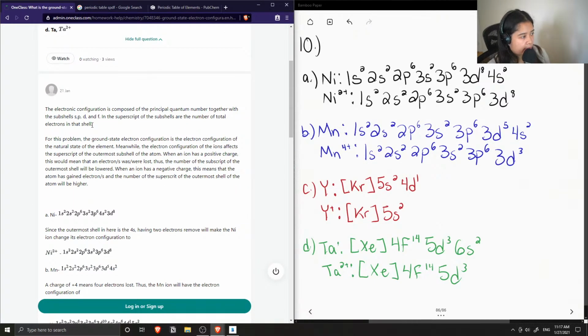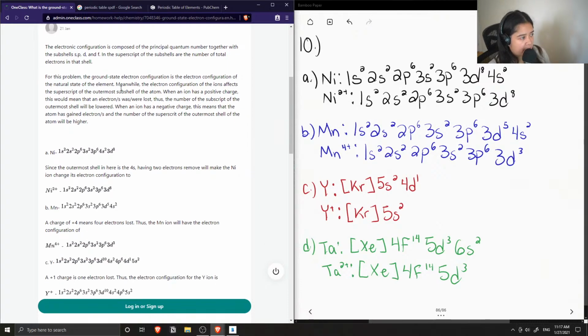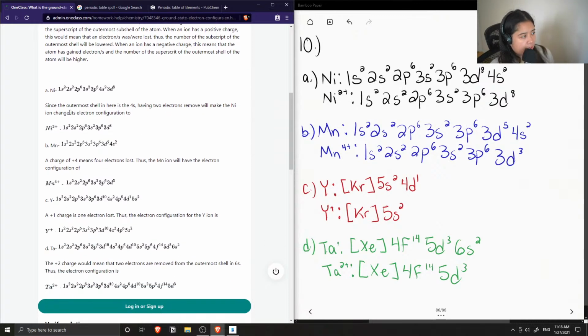The electronic configuration is composed of the principal quantum number together with the subshells s, p, d, and f. The superscript of the subshells is the number of total electrons in that shell. For this problem, the ground state electron configuration is the electron configuration of the natural state of the element. Meanwhile, the electron configuration of the ions affects the superscript of the outermost subshell of the atom. So when you have a positive charge, this means electrons were lost, and when it's negative, this means they were gained. So now let's look at nickel.